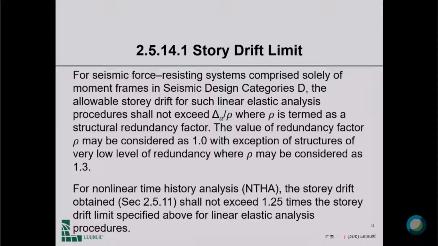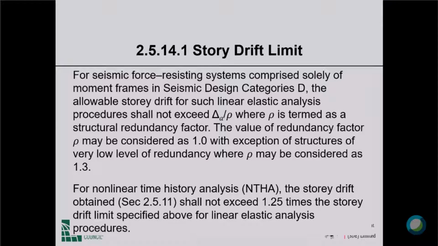Now, there is a very specific provision that I should draw your attention to. This is the BNBC 2020 section number. For seismic force resisting systems comprised solely of moment frames in seismic design category D, the allowable story drift for such linear elastic analysis procedure shall not exceed delta sub A divided by rho. So the bottom line is, if the seismic force resisting system consists entirely of moment frames and your seismic design category is D, your drift limit is not delta sub A. It is delta sub A divided by a redundancy factor rho.